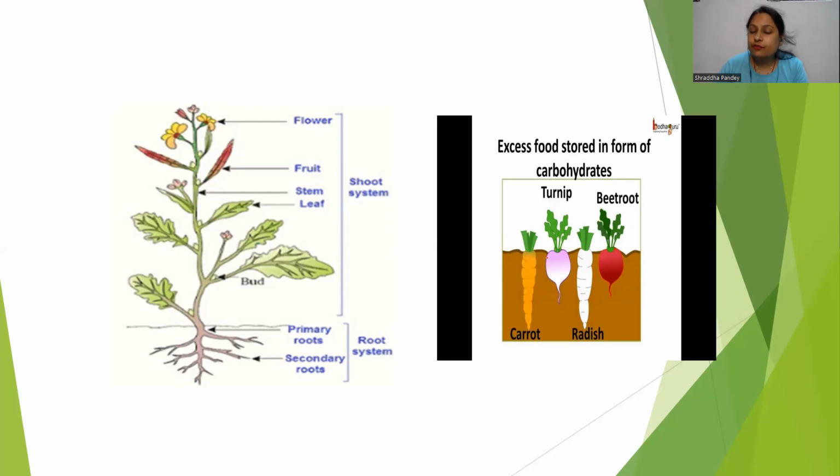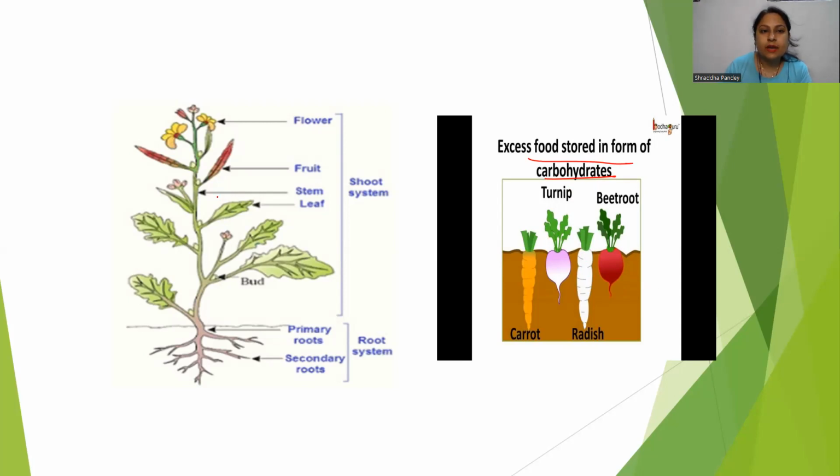So that food storage is a modification of root for the storage of food. There is carrot, turnip, radish, beetroot. These store the food of the plant, and that is the root we use as food. We consume it. So excess food is stored in the form of carbohydrates in the roots, and that is the modification of roots.